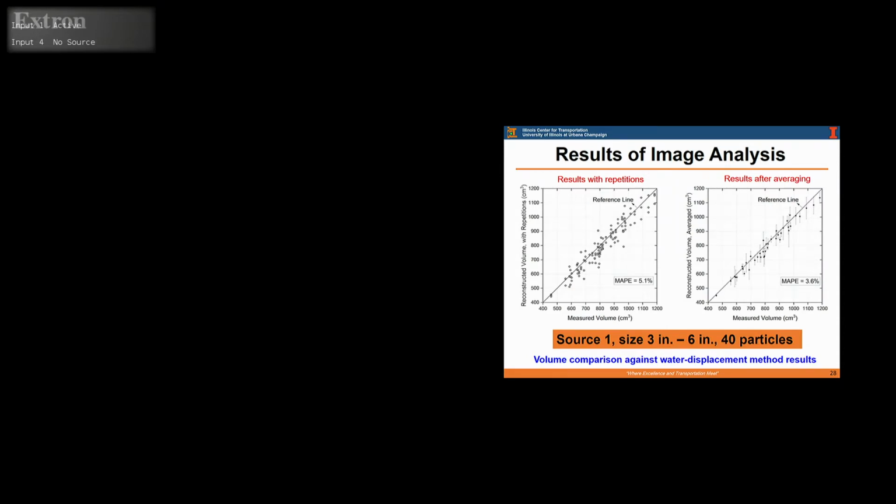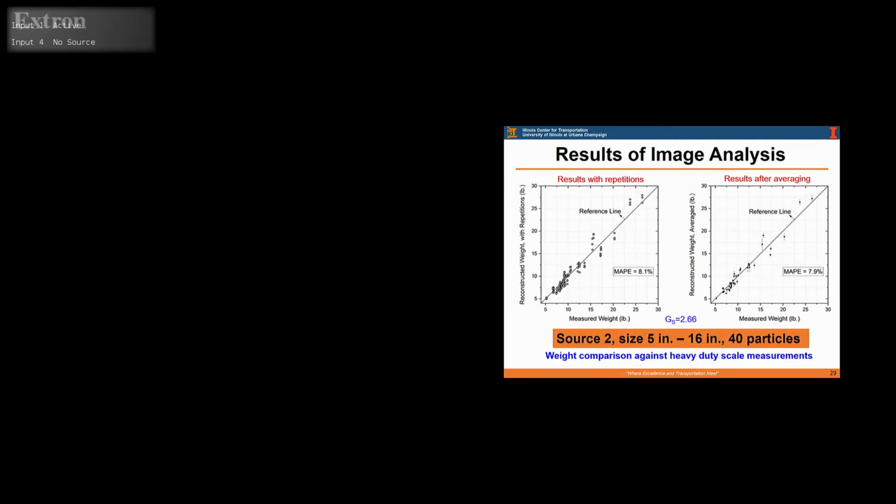So for source 1 rocks, since volume is directly measured, the comparison is made between volumes. And as can be seen, the MAPE is as low as 5%, and the averaged result is even lower. That's because we take three replicate tests of one rock, which means you have more views of one rock, and that's more comprehensive information.